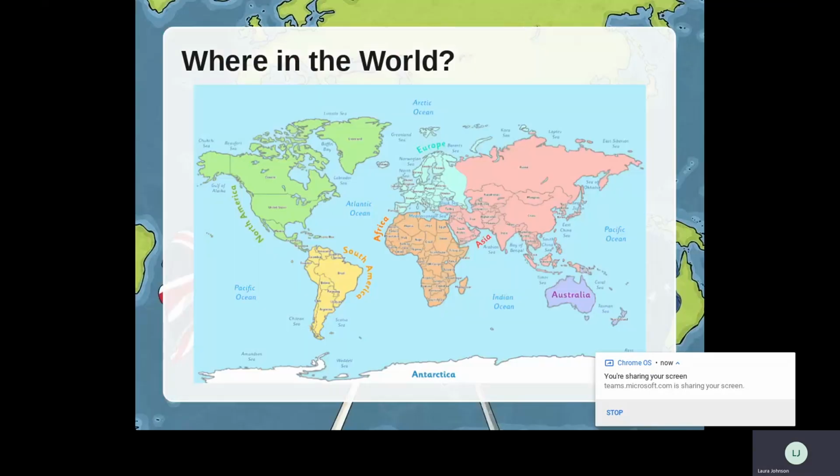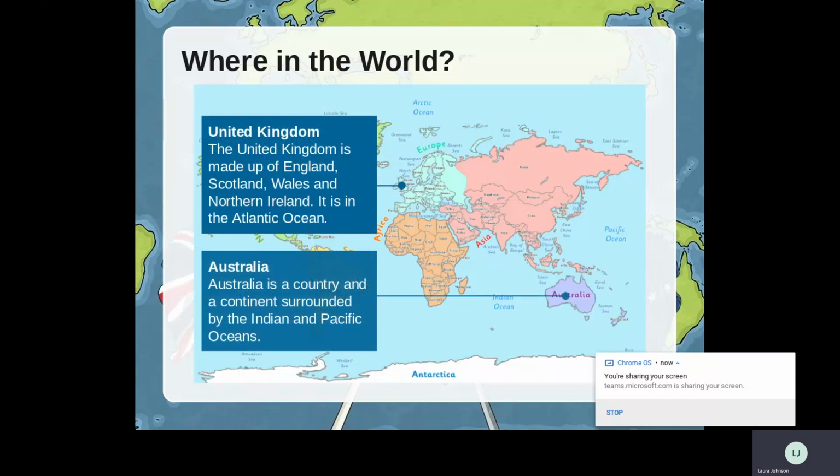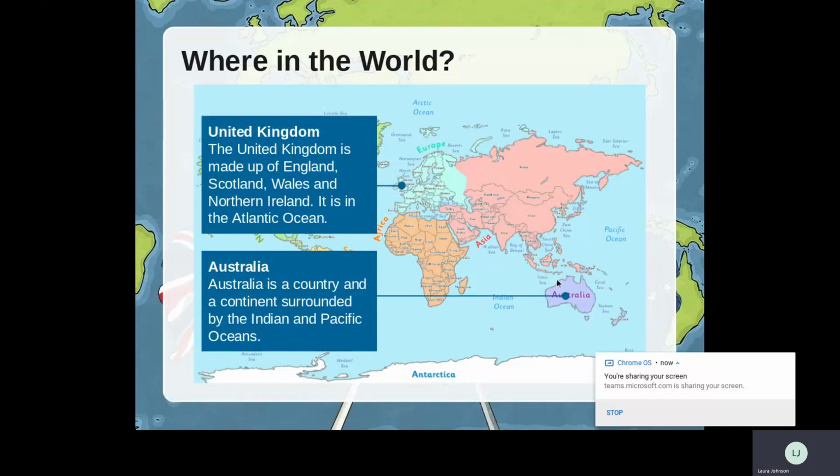We're going to start off by thinking where in the world the countries are. The United Kingdom is made up of England, Scotland, Wales and Northern Ireland, and it is in the Atlantic Ocean. So the ocean surrounding us is the Atlantic Ocean. Australia is a country and a continent surrounded by the Indian and Pacific Oceans. So you might already have noticed something that is different.